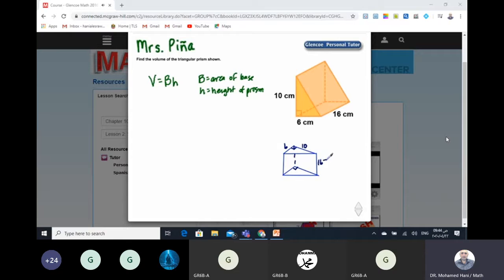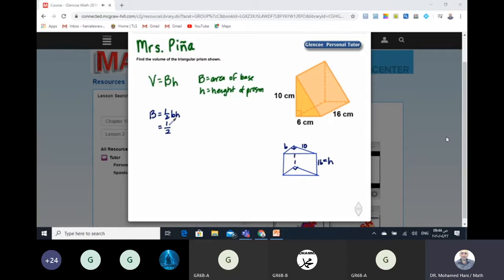Now, this will be represented by H. That's the height of the prism. The capital B, to find the area of the base, the formula for the area of a triangle is 1/2 base times height. Now, there's an H here and an H here, and you need to be careful. This is the height of the triangle. This is the height of the prism. This H is not represented by this H. So I have to make sure that I'm careful when I use formulas that have the same letter.